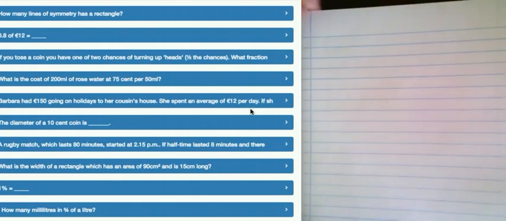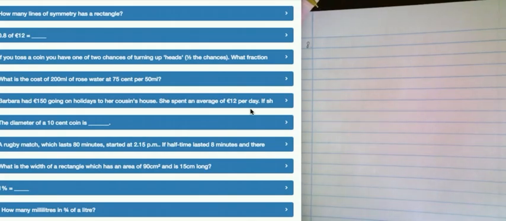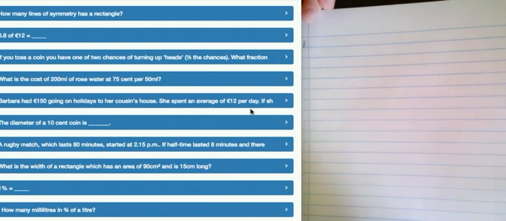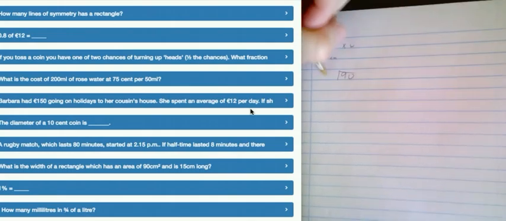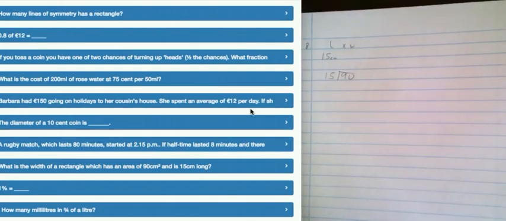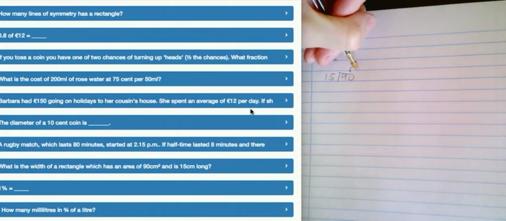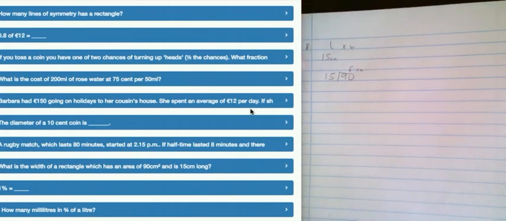Question 8. What is the width of a rectangle which has an area of 90 centimeters squared and is 15 centimeters long? Okay, so again, we had a question like this in the previous test. To work out the area of a rectangle, we multiply the length by the width. In this case, we know that the length is 15 centimeters. It's not one of our tables, so when you divide 90 by 15, you could do it as long division, or you could just count up in 15s, and you realize simply enough that there are only 6 15s in 90. So our answer is 6 centimeters for the width of that rectangle.